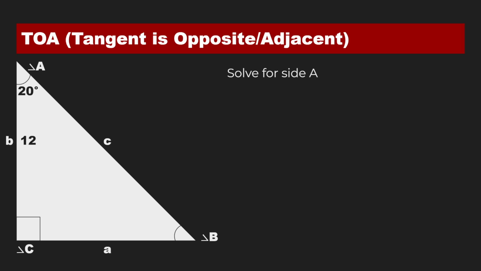Now we're on to TOA. That stands for tangent is equal to opposite over adjacent. So we see our new angle A here is 20 degrees, and we have a B at 12. So if we're solving for side A, we have the adjacent, and we're looking for the opposite. So our tangent of 20 would be equal to A over 12.